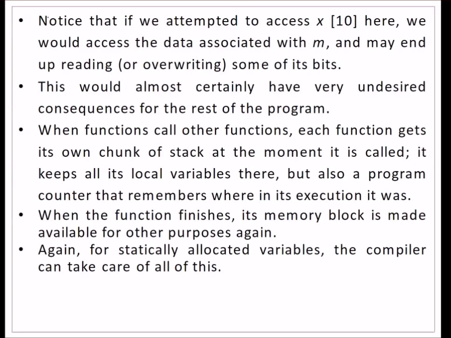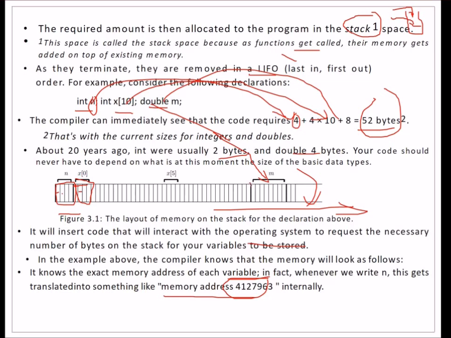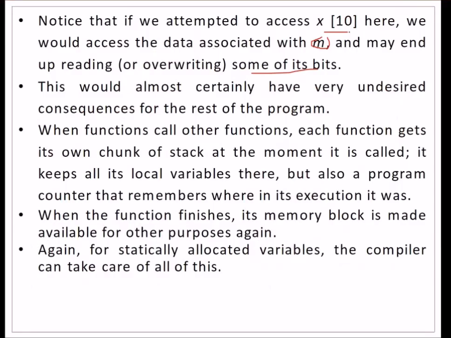Now, if we attempt to access x10, say the 10th one, we would access the data associated with m and may end up reading some of it, because up till x9 it's okay, since the array starts from 0 and goes up to x9. What about 10? x10 will not be there. So what is the problem? We are going to read m, and this will have undesired consequences on our program.